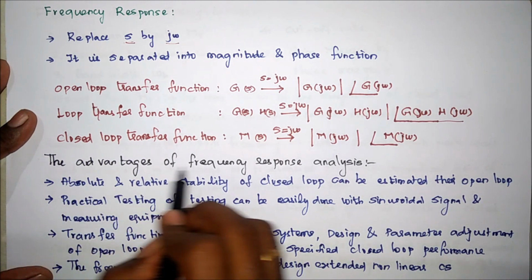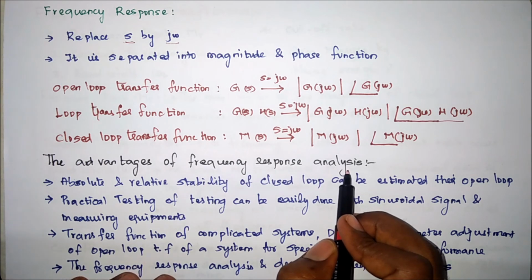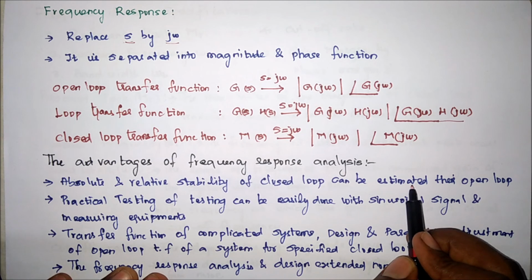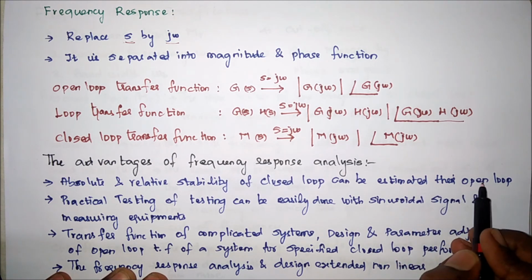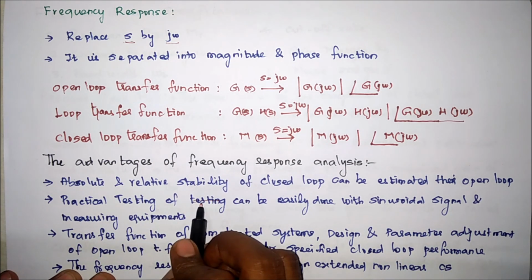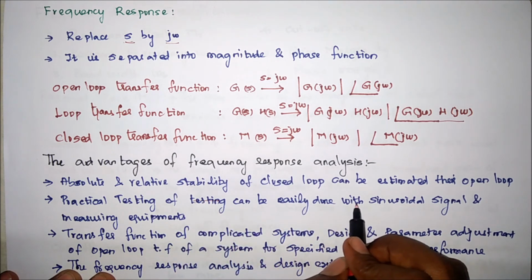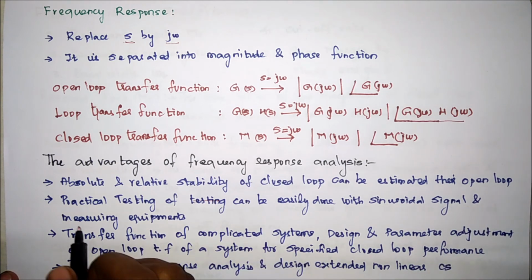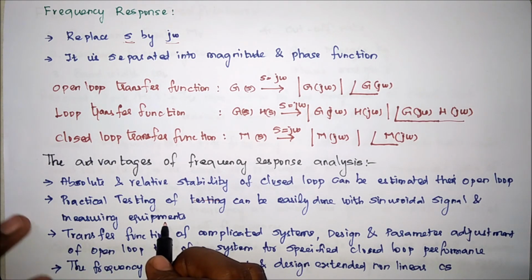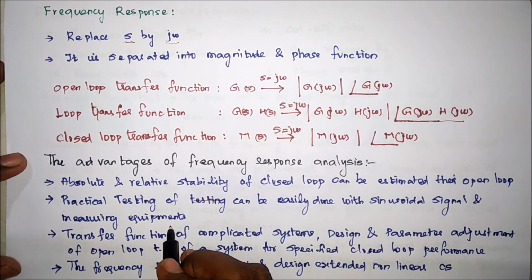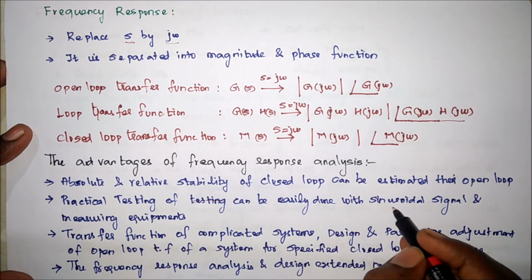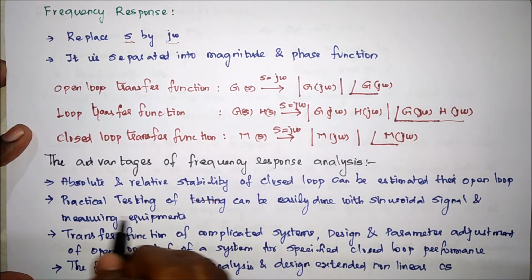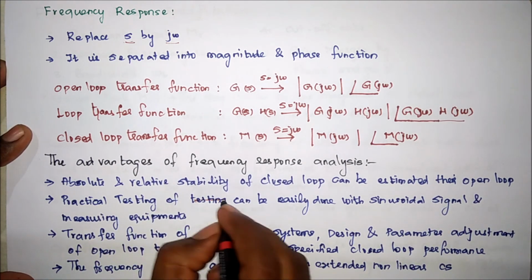So now the advantages of frequency response analysis: the absolute and relative stability of the closed loop system can be estimated by using their open loop system. Practical testing of a system can be easily done with a standard sinusoidal signal generator and sinusoidal measuring equipment, because we always have a sinusoidal input. By using the sinusoidal signal generator and its measuring tools, we can easily do the practical experiments.